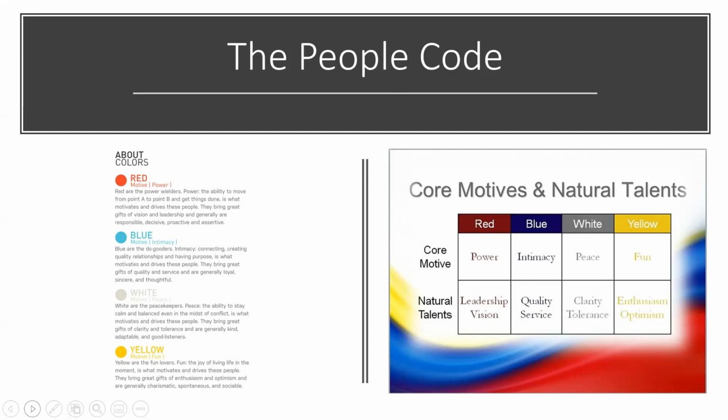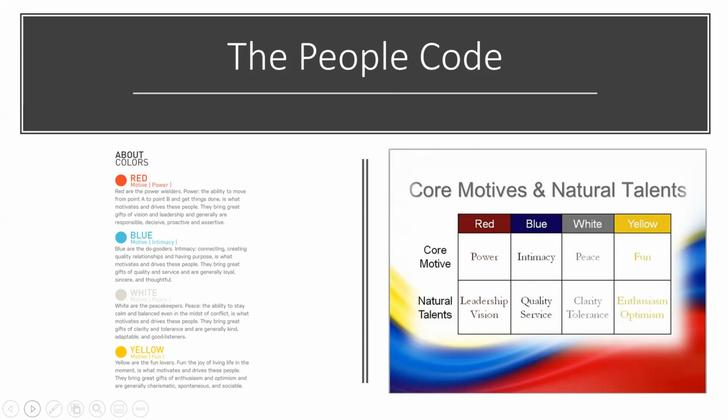So again, the D are the power wielders. Power, the ability to move from point A to point B, to get things done, is what motivates and drives these people. They bring great gifts of vision and leadership and are generally responsible, decisive, proactive, and assertive. So again, this is my secondary personality, and most of that still applies to me, but it's what comes to me second. And my motivation usually isn't power.